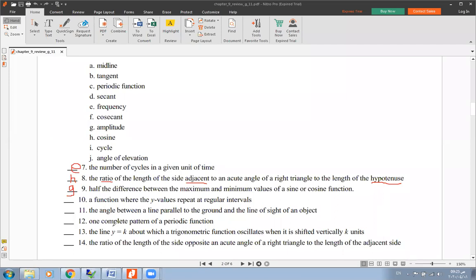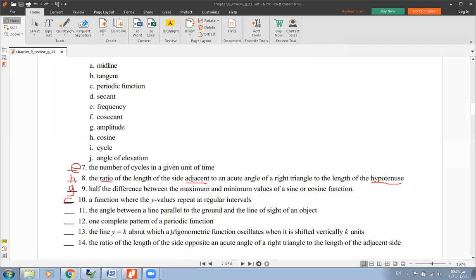Hussein, can you take the next one, number 10? Sure. A function where the y values repeat at regular intervals. So the y value is repeated. Periodic function? Yes, the periodic function, like the sine function. We have a repetition in sine theta after 360. Each 360, the function repeats again and makes a complete cycle. The cosine function is a periodic function also. So number 10 is a periodic function, which is letter C.